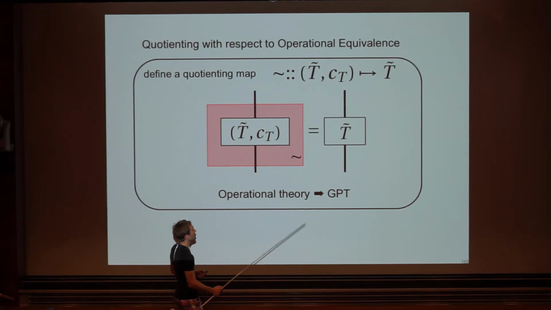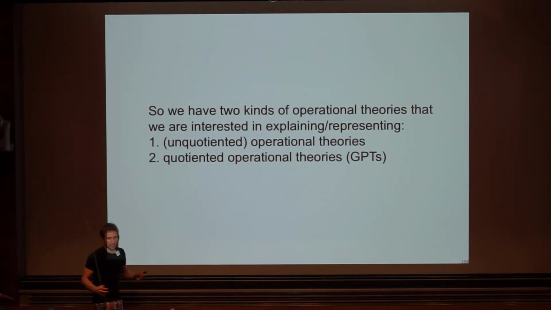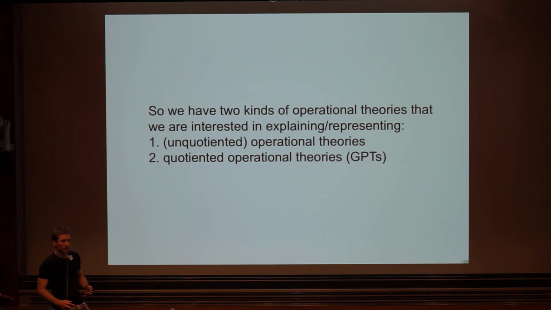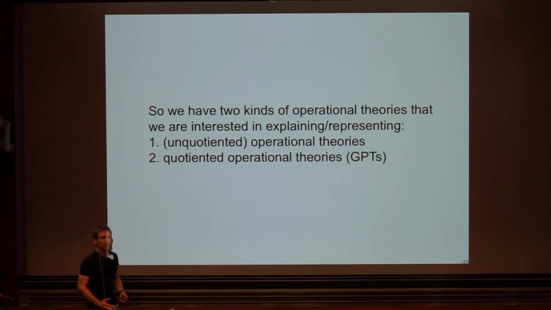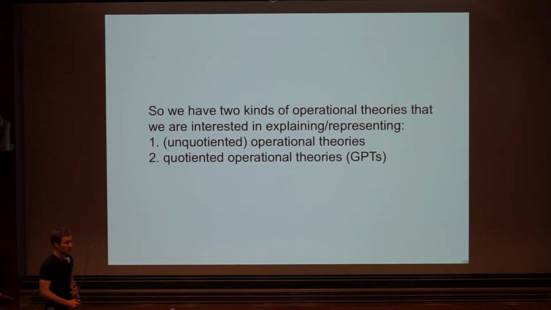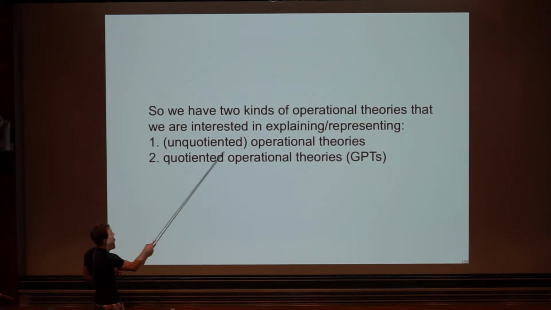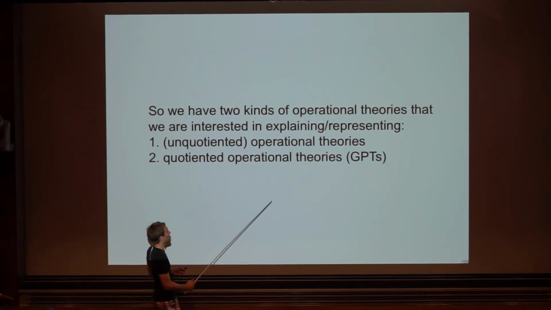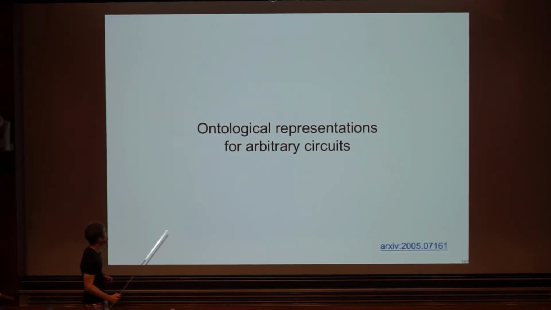also known as the GPT. Okay, so we have these two kinds of operational theories, and we're interested in representing both of them, or trying to find classical explanations for both kinds of theories. Those explanations will be slightly different precisely because these kinds of theories are slightly different. So we have the unquotiented things, which often are called operational theories, and the quotiented ones.